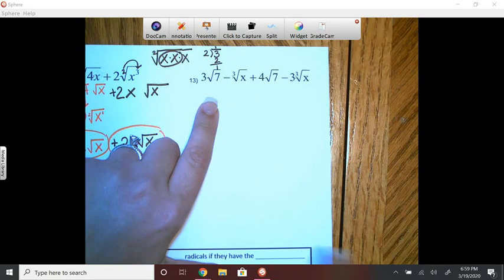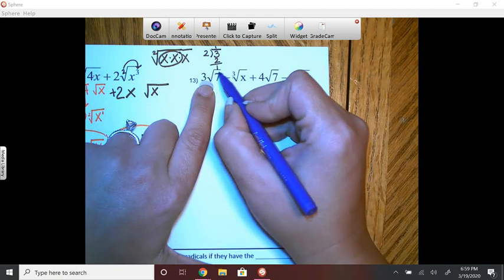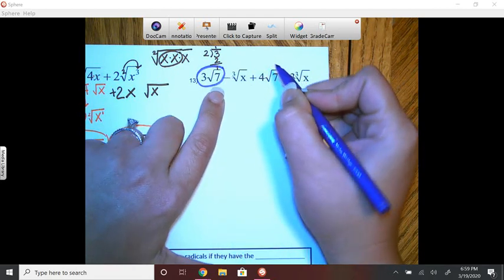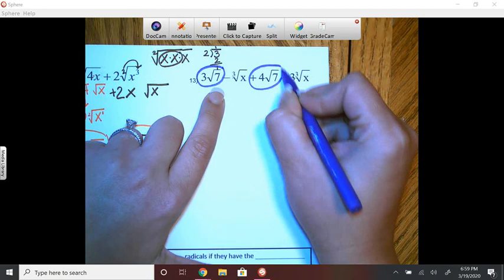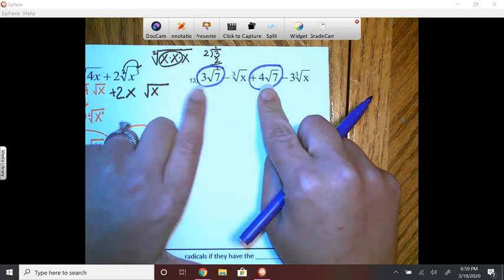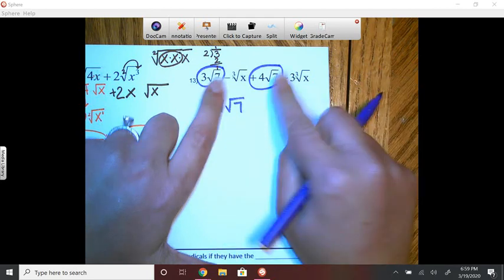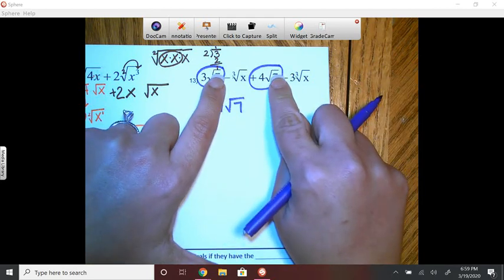Alright, let's take a look at one more example here. Square root of 7, this is already simplified, and we can combine the 3 square root of 7 with the 4 square root of 7, because these are like terms. So 3 plus 4 is 7, and then the radical part stays the same. We don't add these, they need to just be like terms.